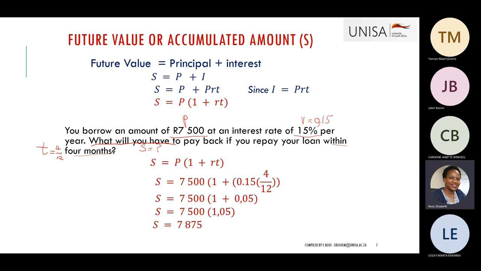Now, in this question, actually, there are a couple of things that are not stated, but that are key to how you're going to identify the question in the assignment or in the exam. Here, because I'm using simple interest as an example, I didn't repeat the statement. Usually, your statement will read: you borrow an amount of 7,500 at simple interest rate of 15% per year. What will you have to pay back? That's how this statement will read, because here I'm just using an example. In the exam, you won't have an example. They won't tell you which one is which. You need to go into the question and identify those key things, including simple interest rate. And that will guide you in terms of what you need to be calculating.